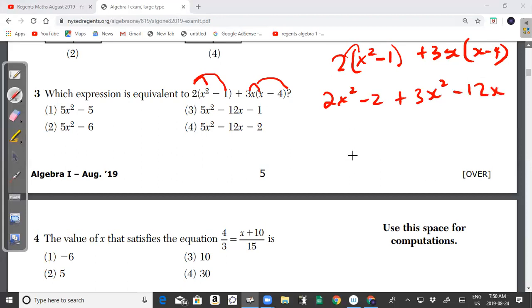If you combine your 2x squared and your 3x squared, that's going to give us 5x squared, and then we have our negative 12x and our negative 2. So as you can see, question three would be choice four. Okay, let's move on to question number four.